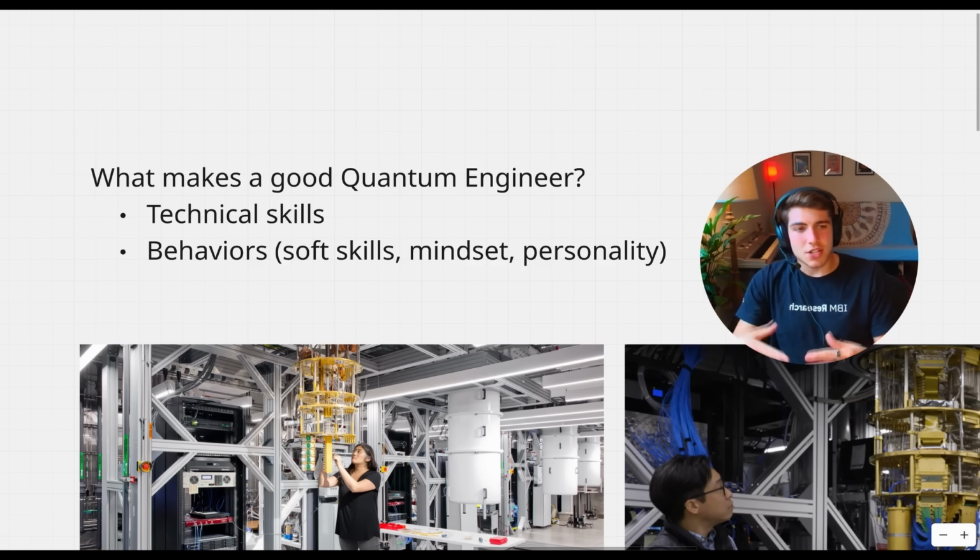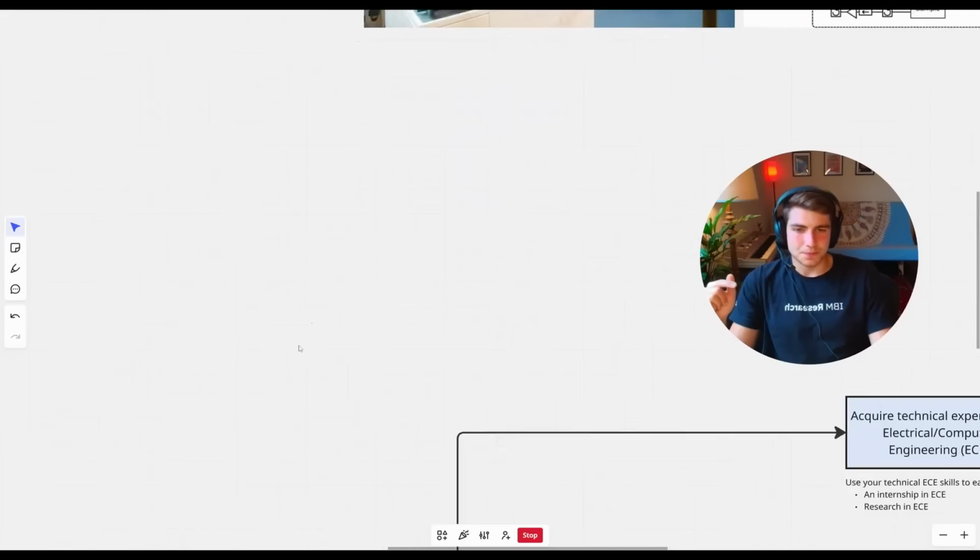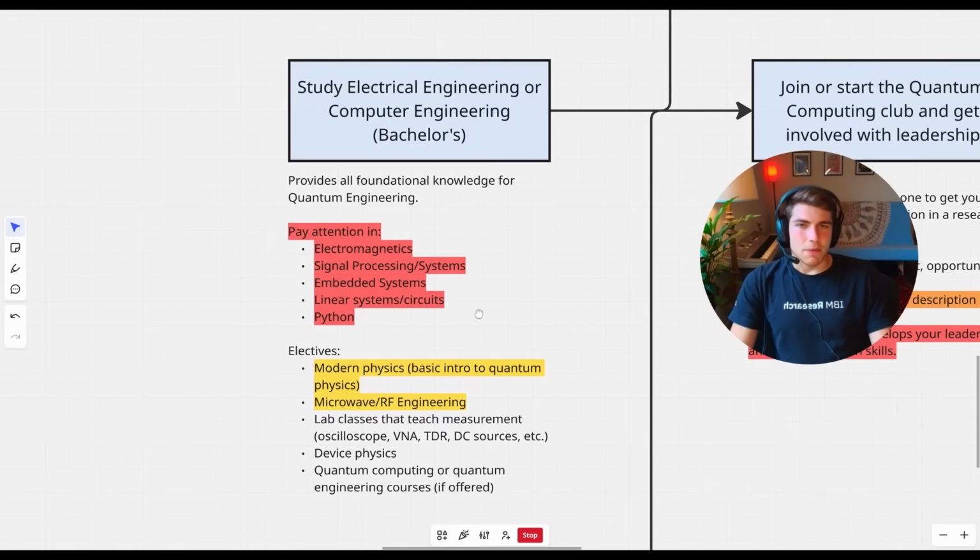You can't just expect to be the best person technically and then get a job if people hate you, if you suck. If people don't like being around you, they're not going to want to hire you. Okay. So I'll talk more about that later. But what is the first step? Okay. What do you need to do?